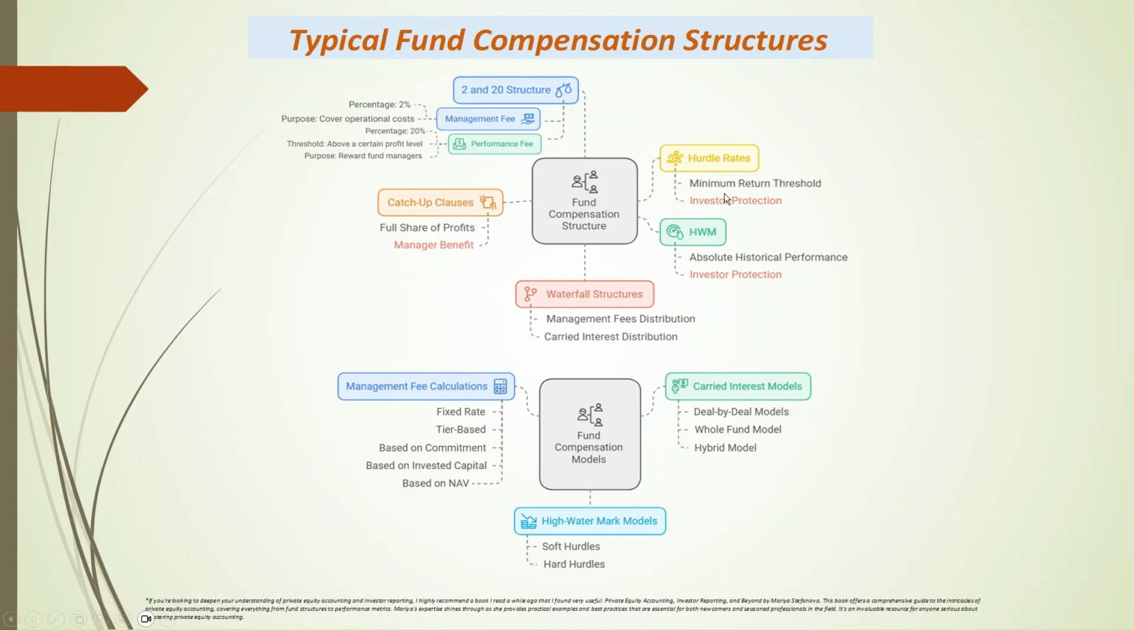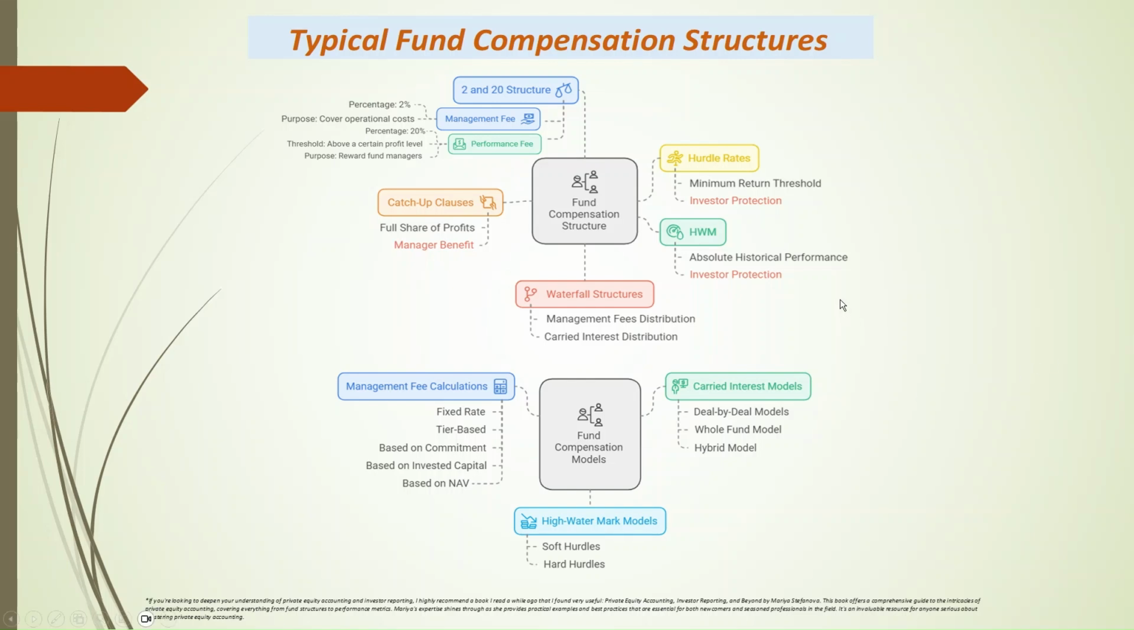Hurdle rate. Hurdle rate is the minimum rate of return a fund must achieve before managers can collect performance fees. It's designed to ensure managers are only rewarded for generating returns above a certain benchmark. So the catch-up is for the manager's benefit, and the hurdle rate is for the investor protection.